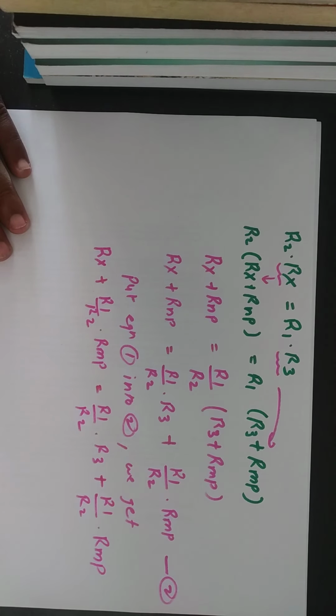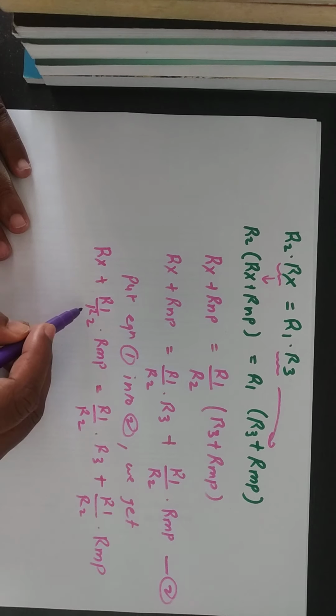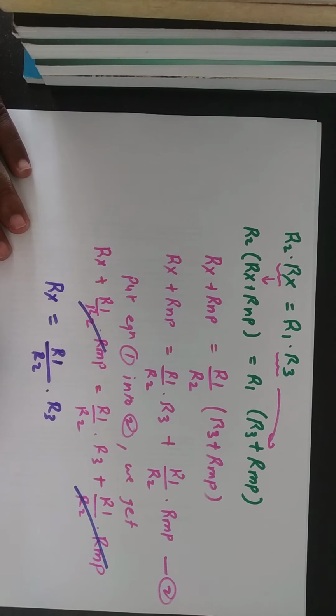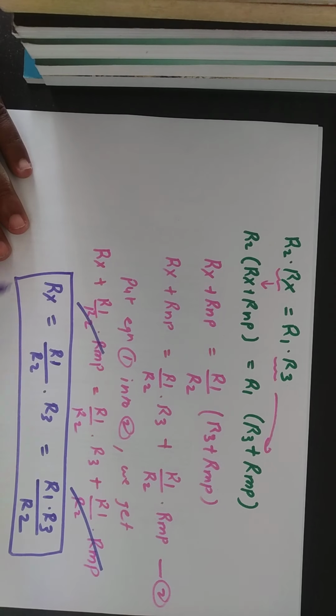And then you can realize there are some similar terms. Because in the left hand side and right hand side you have one similar term, that is this term and this term, so we can delete that term. So at the end what remains is Rx is equal to R1 divided by R2 into R3, or you can simply write it like this, R1 into R3 divided by R2. So Rx is nothing but this term. This is equation number 3.